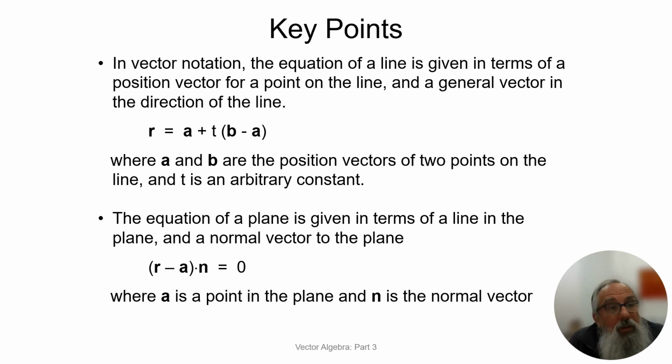Key points then. Vector notation, the equation of a line is given in terms of a position vector, a, plus a general vector in the direction of the line. And we usually find that from two points, so b minus a for example, and a multiple t which can take any value. The equation of a plane is given in terms of a line in the plane and a normal vector to the plane. But in fact, where we see it is a point times a normal is equal to a constant.